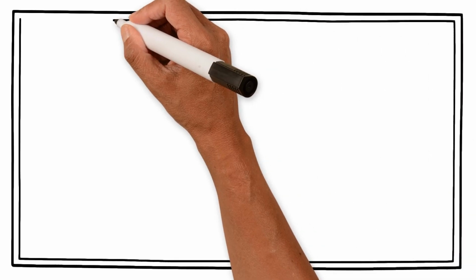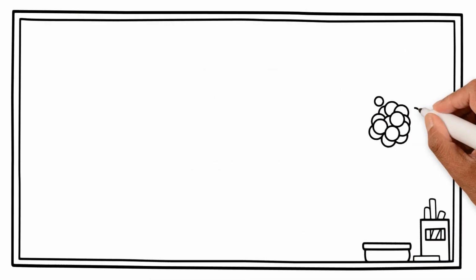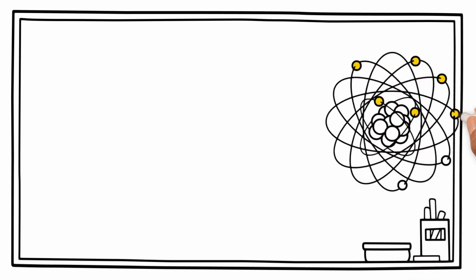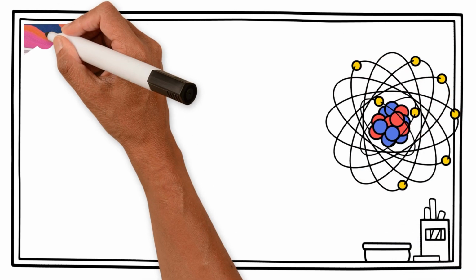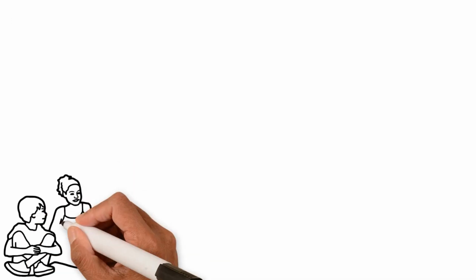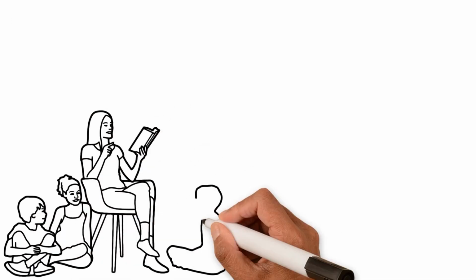Number 5, integration. Art and science are not mutually exclusive fields, and integrating them can help children see how they are related. For example, art can be used to teach children about the physics of light and color, which can lead to a deeper understanding of how light works.